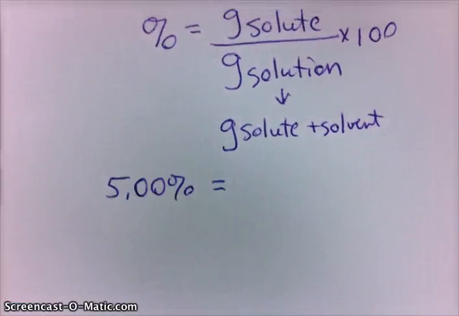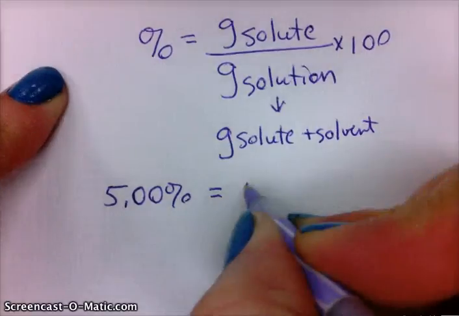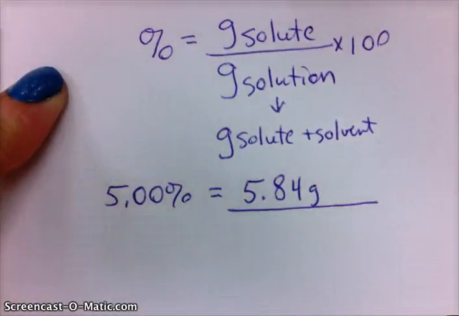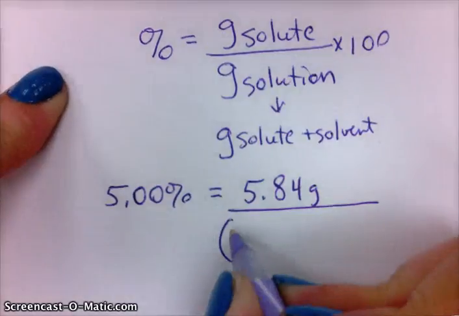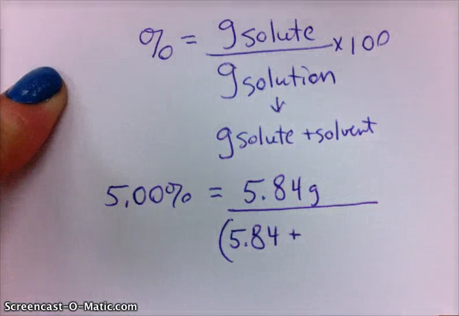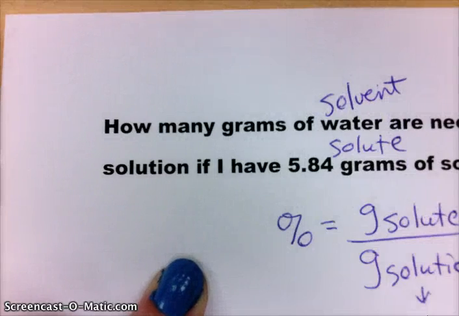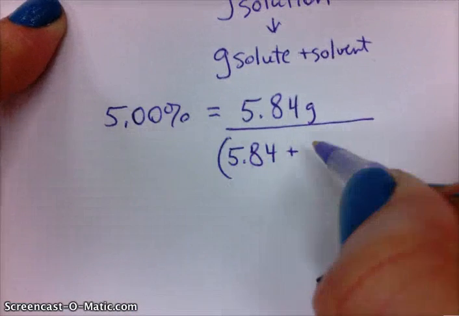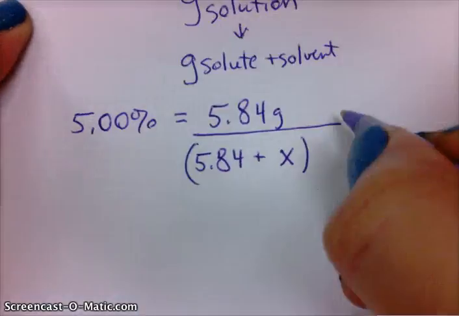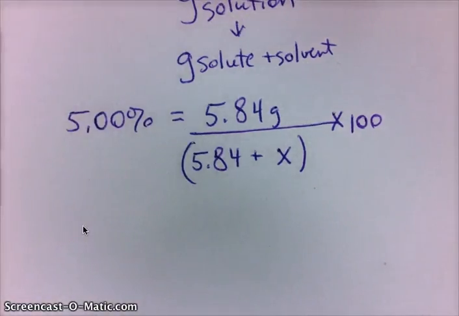So back to our equation. We have grams of solute, that we know. That is 5.84 grams. This is over the grams of the solution total, which is the grams of the solute, 5.84, plus grams of the solvent. Grams of water is what we're finding. That is the solvent. It is our unknown. And I'm just going to use an X because that's commonly used as the unknown variable. And then times 100. So we are solving for X.